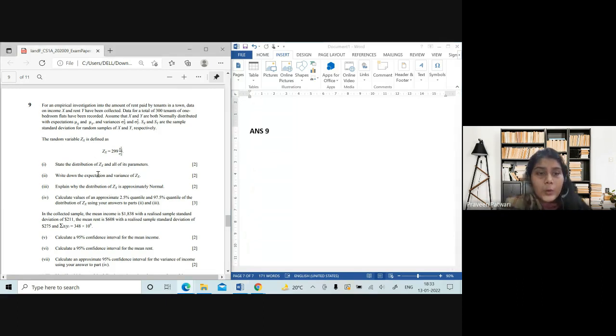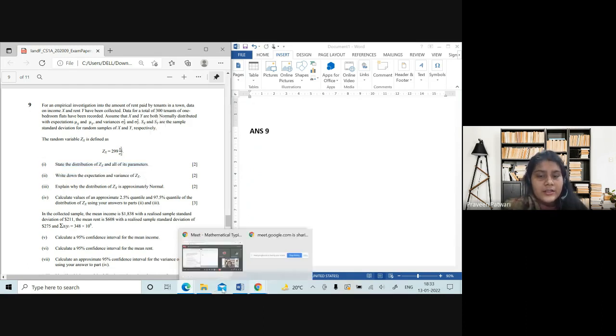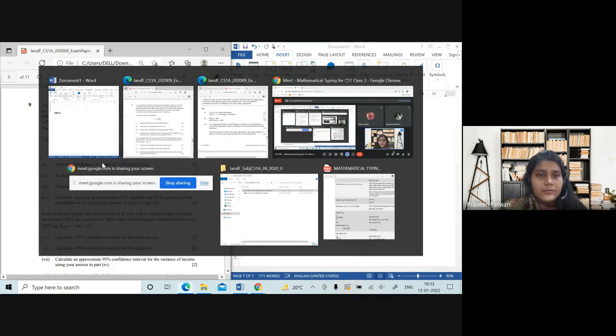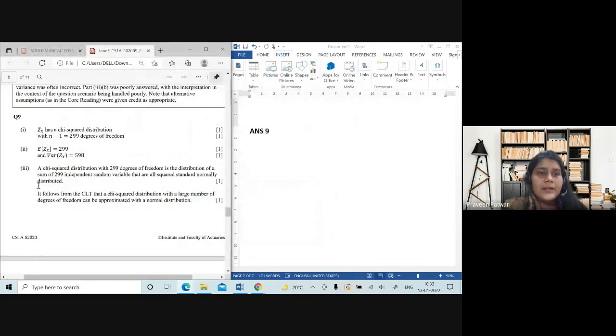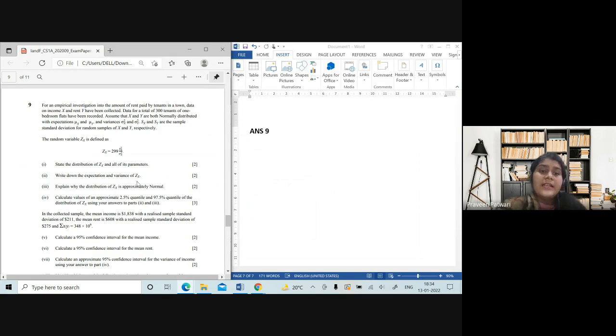Part 2, write down the expectation and variance of ZX. So the expectation and variance of ZX again is easy to calculate. You just have to write the expectation and the variance because it's completely related to the degrees of freedom. You can just see the expectation and variance formula for chi-square distribution in the table books and write the formula. Because it's for 1 mark, it's always better that you take it as half and half. So half mark for the value and half mark for the formula or the substitution. Clear? Part 3. Explain why the distribution of ZX is approximately normal.